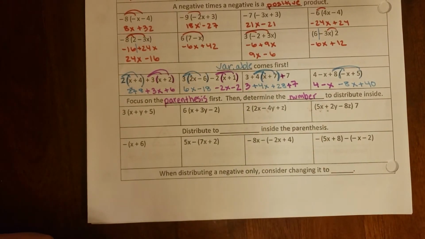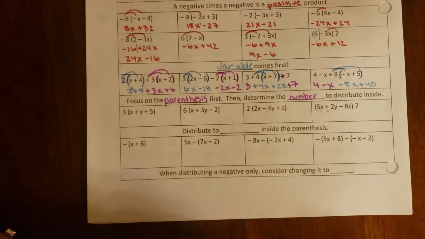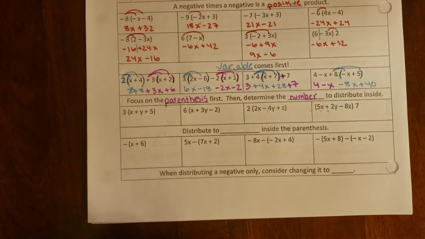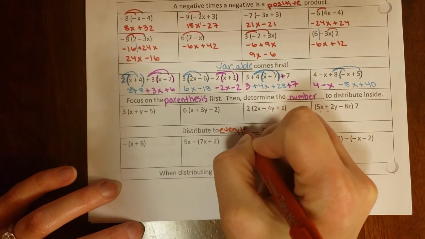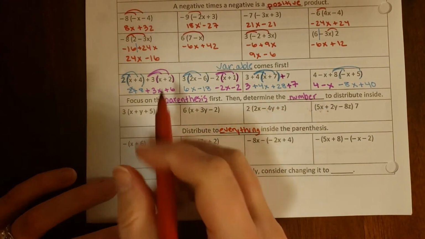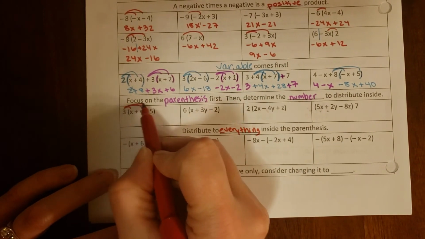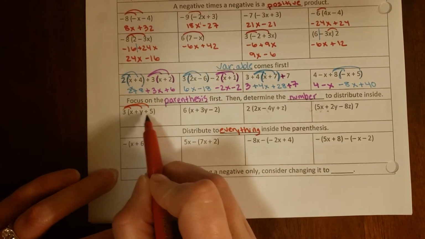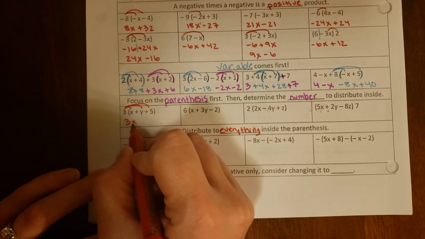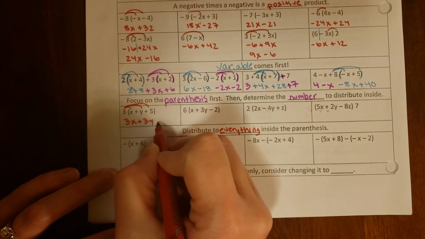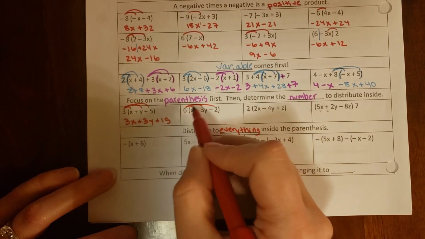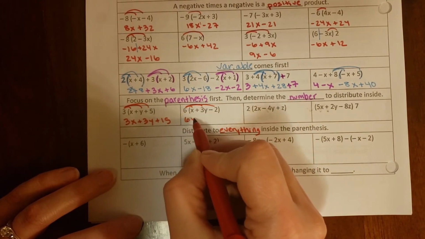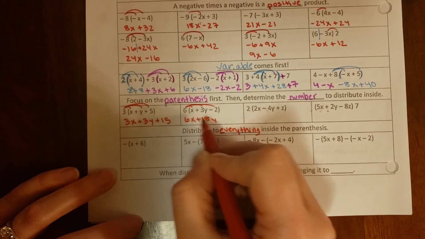Sometimes you will have lots of different terms on the inside of the parentheses. You can have multiple variables, and that's not terribly uncommon. So you're just going to distribute to everything inside the parentheses. So 3 goes to the x and the y and the 5, because this means 3 groups of this expression. So 3 x's is 3x, 3 y's is 3y, 3 5's is 15. So it's just what we've been doing, just expanded another step. So 6 times x is 6x, 6 times 3y is 18y, 6 times negative 2 is negative 12.